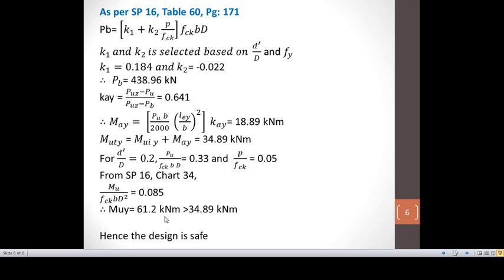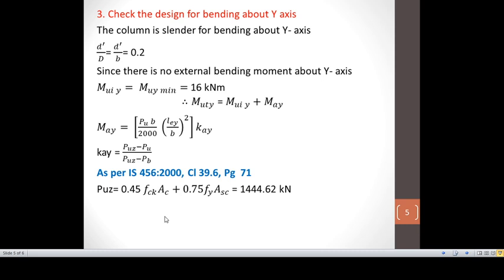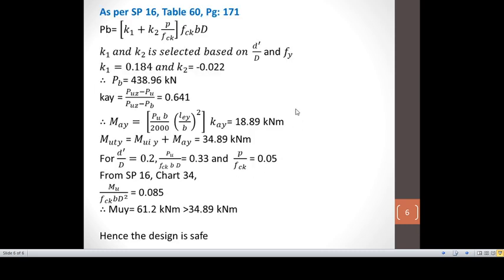I have obtained MU as 61.2 kilonewton meter, which is greater than 34.89. 34.89 is the maximum or total moment acting about the YY axis. We have provided 6 numbers of 16 mm diameter bars. That design is sufficient to take up a moment up to 61.2 kilonewton meter, which is greater than the total moment acting about the Y axis. Hence, the design is safe.